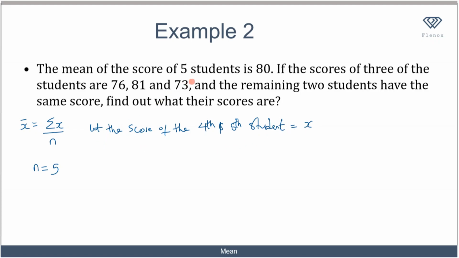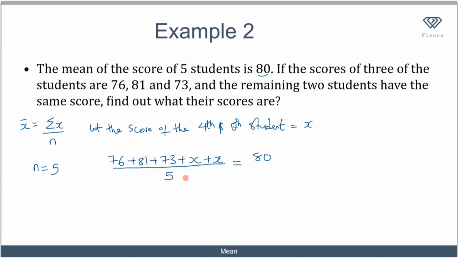So how do we find the mean? We know that the score of the fourth student is x and the score of the fifth student is also x. The mean we are told is 80. So when we write out the equation, the summation of x will be 76, which is the score of the first student, plus 81 plus 73, then plus the score of the fourth student, which is x, plus the score of the fifth student, which is also x, over the total number of scores. In this case, we have 5 students, and this is equal to the mean, which we are told is 80.